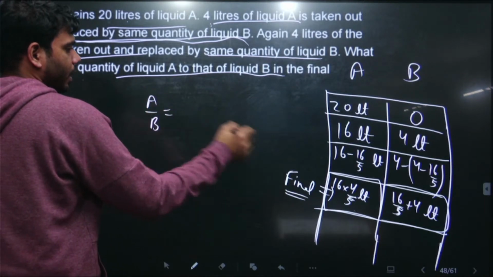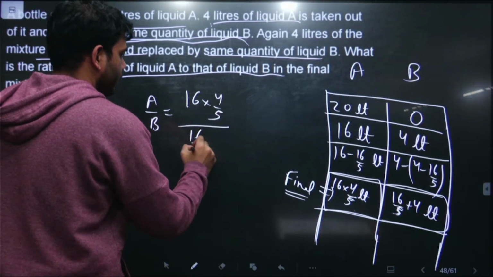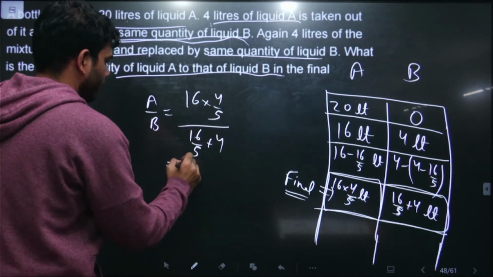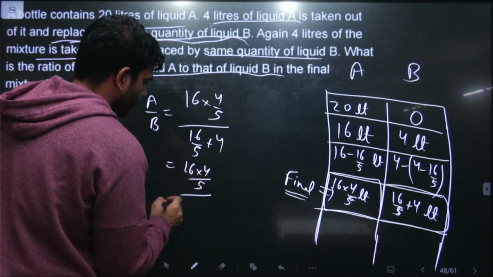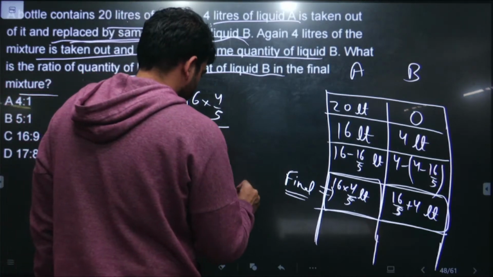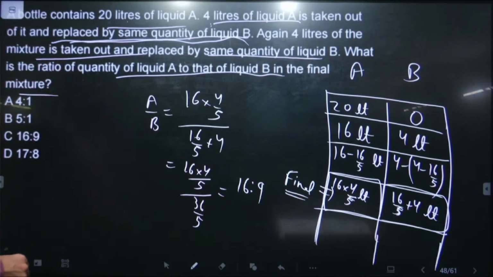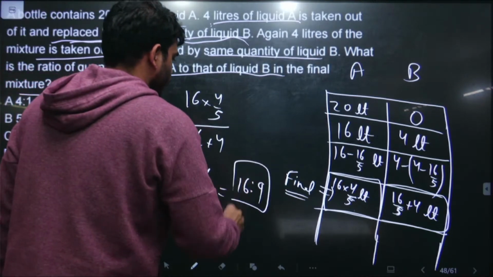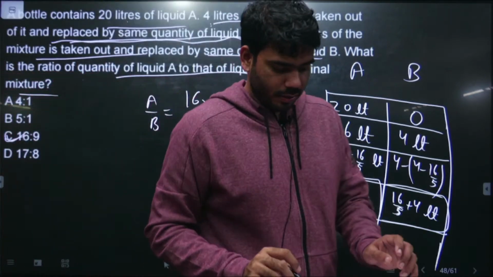A by B निकालना है, so this is 16 into 4 by 5 upon 16 by 5 plus 4, that is 16 into 4 by 5 upon 36 by 5. This is coming out to be 16 is to 9. Right? So the ratio of A by B in the final mixture is coming out to be 16 is to 9. So the answer here is 16 is to 9.